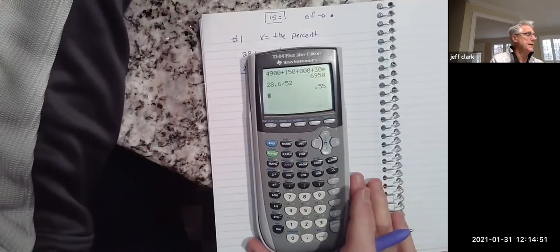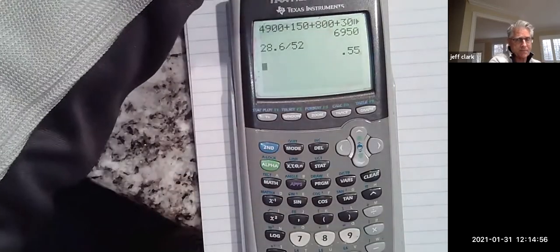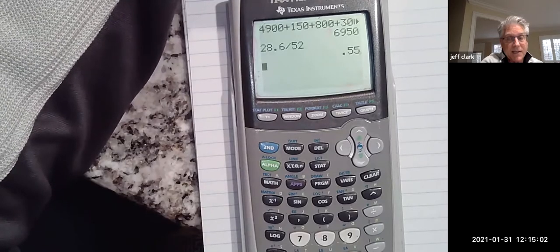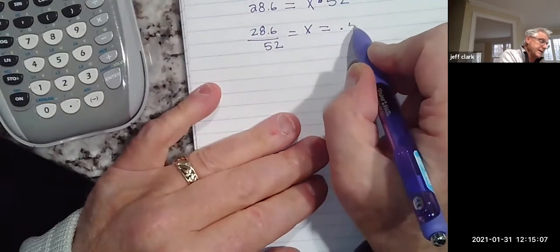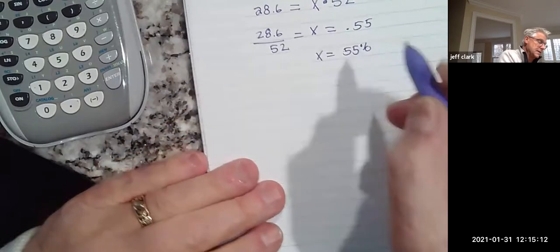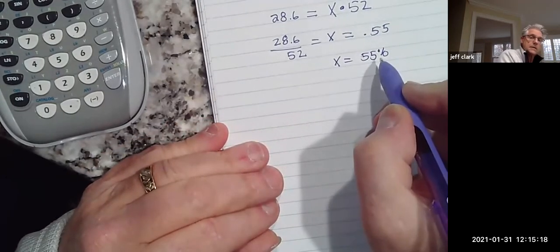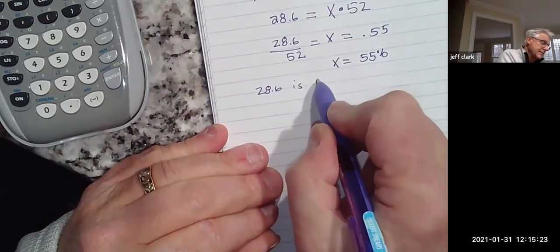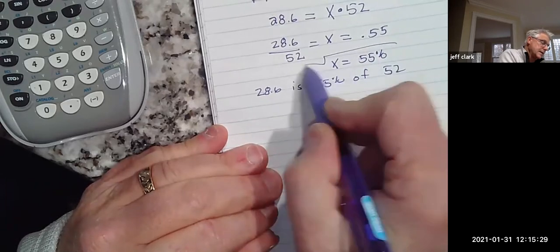And then you're going to get a number, but that's not the percent. That's the decimal version of the percent. So remember, you always change a decimal to a percent by moving the decimal over 2 places, in this case to the right. So it looks like it's 55%. X equals 0.55, but X equals 55%. So 55%. Or you can say 28.6 is 55% of 52. Either way is good.